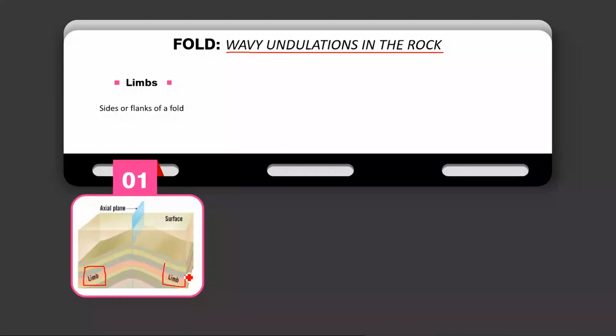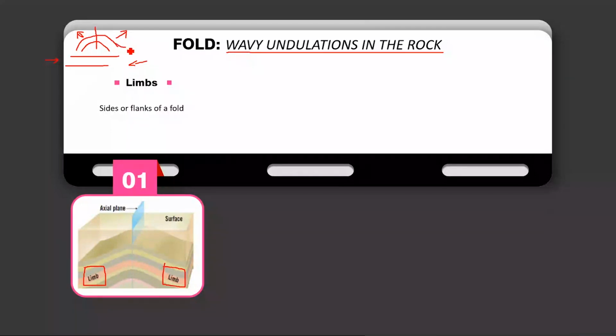Okay, so these are the terminologies we are talking about. The limb is what? It is the flanks of the fold, or the sides of the fold. So when there is a rock layer which has force applied and is now converting into a fold, one part of the fold is called one limb, and another part of the fold is called another limb. So this is one fold and two limbs.